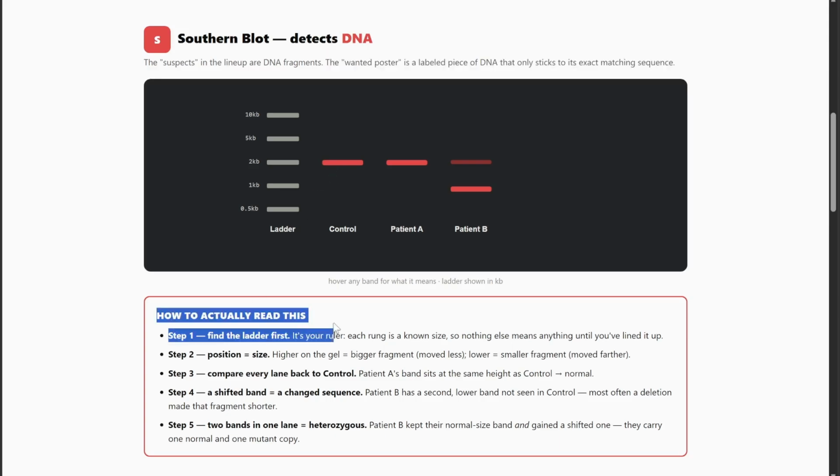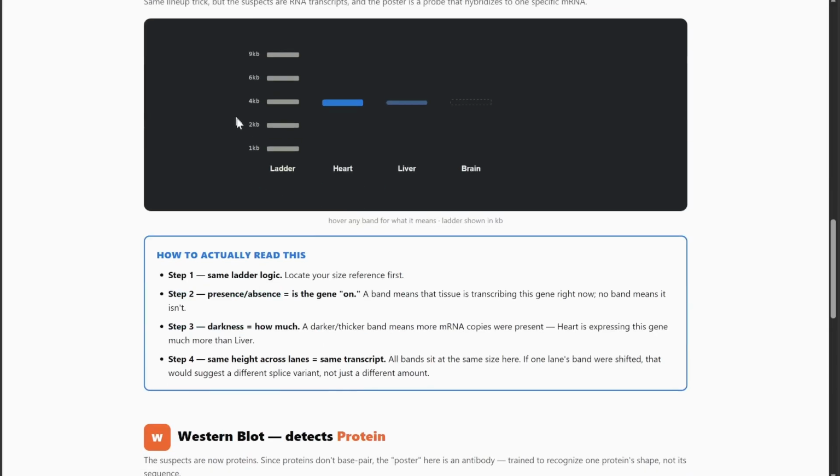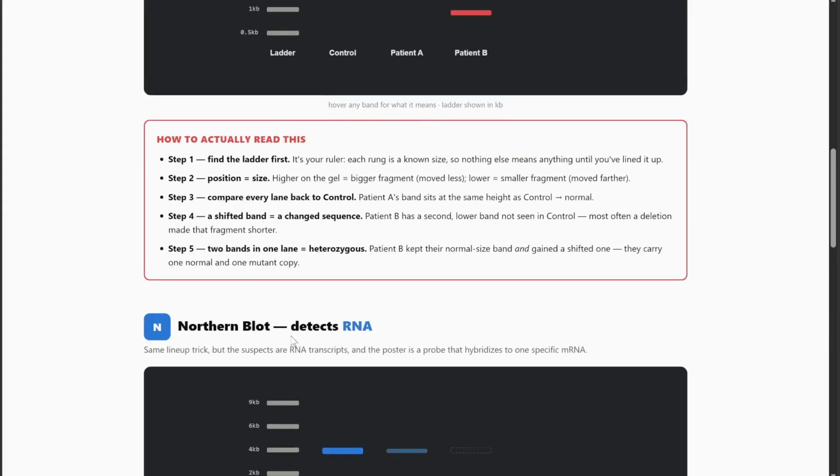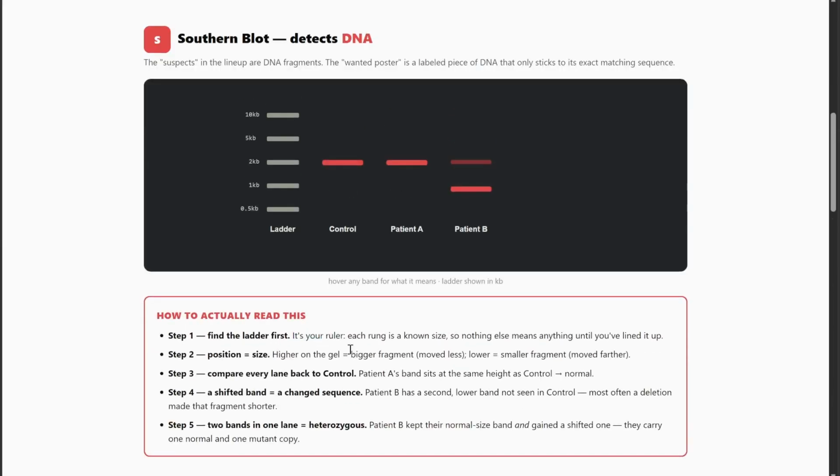Let's go over how to actually read this step by step. Step one is to find the ladder first. Here's your ladder, and every blot has a ladder. Even the Northern blot has a ladder, and the Western blot also has a ladder. This is like your ruler. Each rung has a known size, and nothing else means anything until you've lined these up. These are always compared relative to the ladder. So if this is at 2 kb, then we know these ones in this row are also at 2 kb.